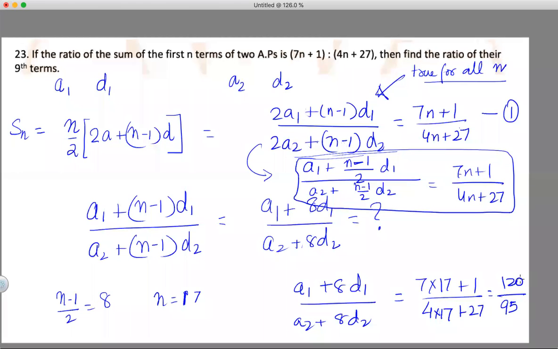Excuse me, sir. Sir, can you please repeat the process you have done after that? I did not understand the n minus 1 by 2 that you wrote, this part. Yes, sir. Okay, let me make some space. Give me a minute.